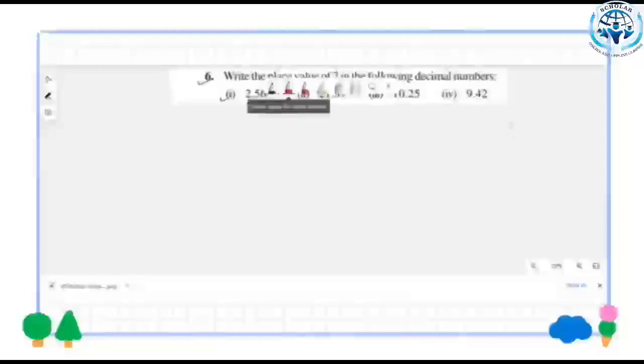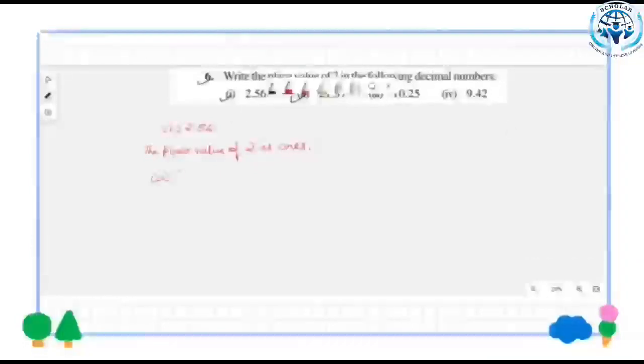Now the sixth one, write the place value of 2 in the following decimal numbers. In the first one, 2.56, the place value of 2 is, yes, 1. Ones. Now in the second one, the place value of 2 is tens. That means the second place, if we move to the left.